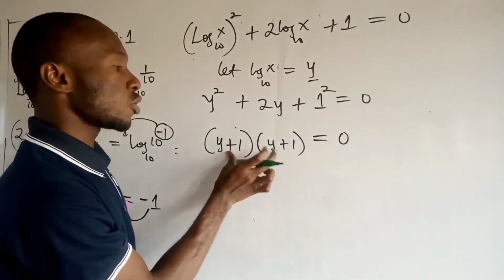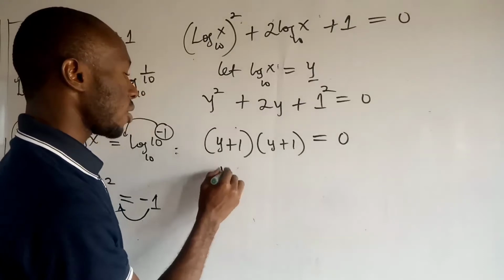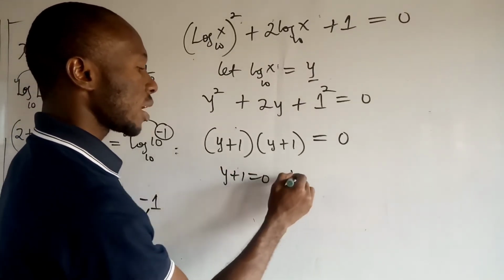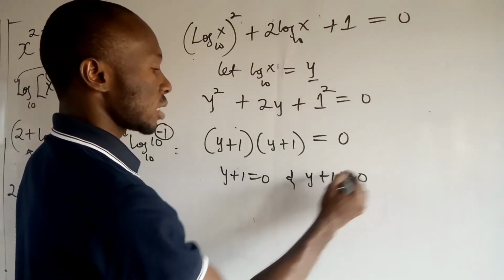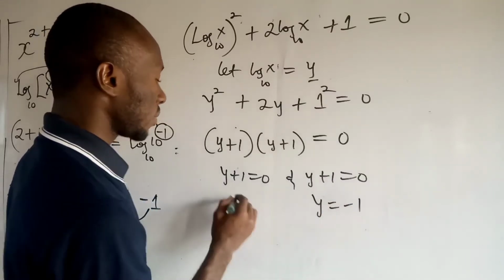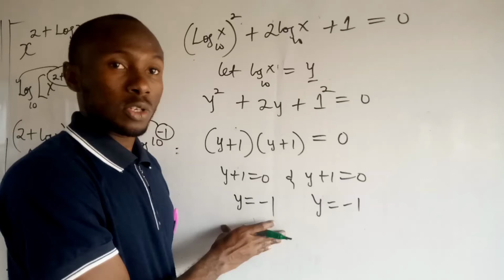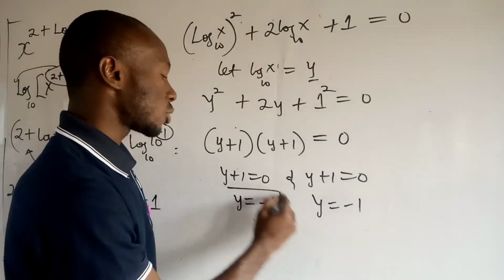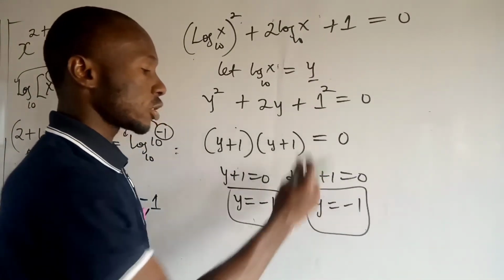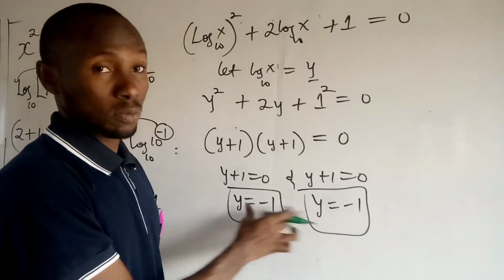So at this point, you want to equate each of these factors to 0. So you have y plus 1 equal to 0 and y plus 1 equal to 0. So here y is equal to minus 1 and y is equal to minus 1. So in this equation, we have minus 1 appearing to us. This is the root of the equation. So this is our root, y is equal to minus 1.